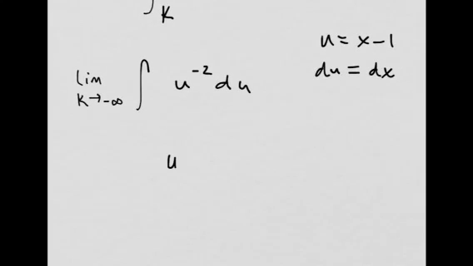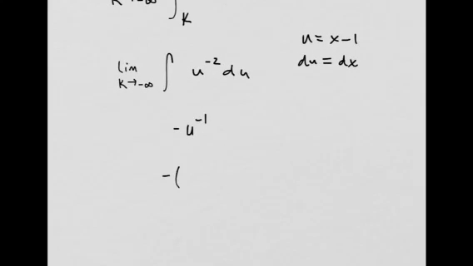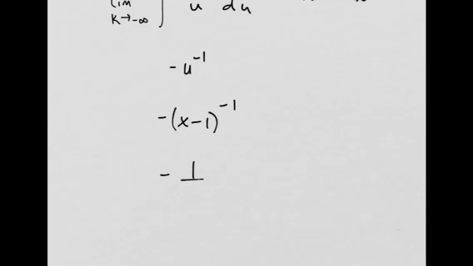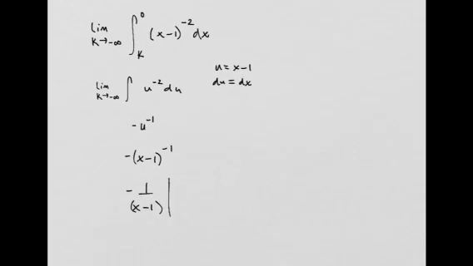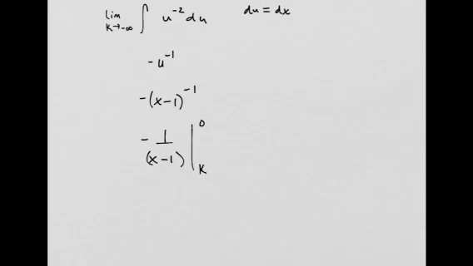This would be negative u to the negative 1, right? Because if I take the derivative, that would bring that down and make it negative 2. Okay. And then that's plus c, but then I'm going to switch back, so it'll be this, which is the same thing as this. And this is going to go from k to 0, and I'm taking the limit of it as k approaches negative infinity.